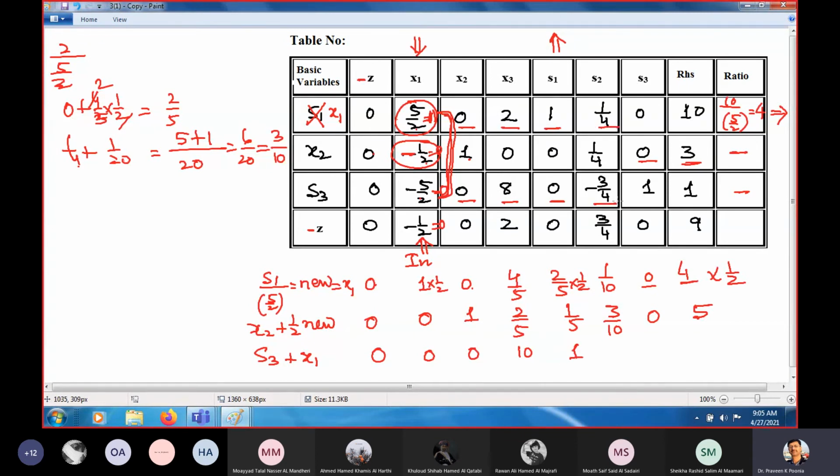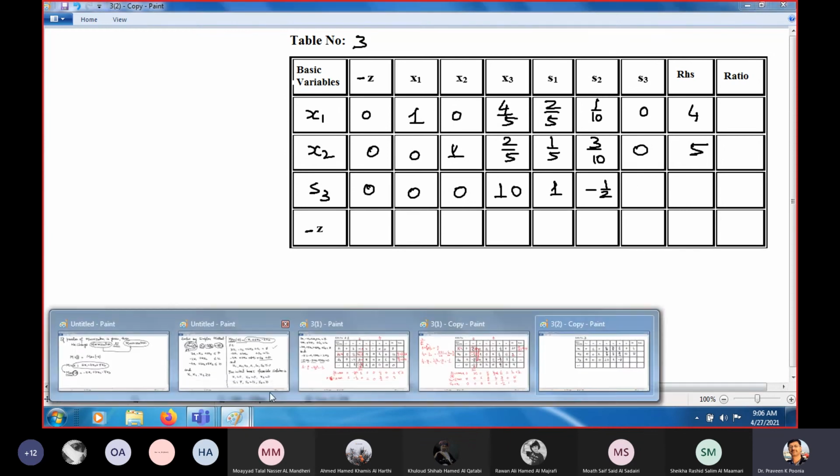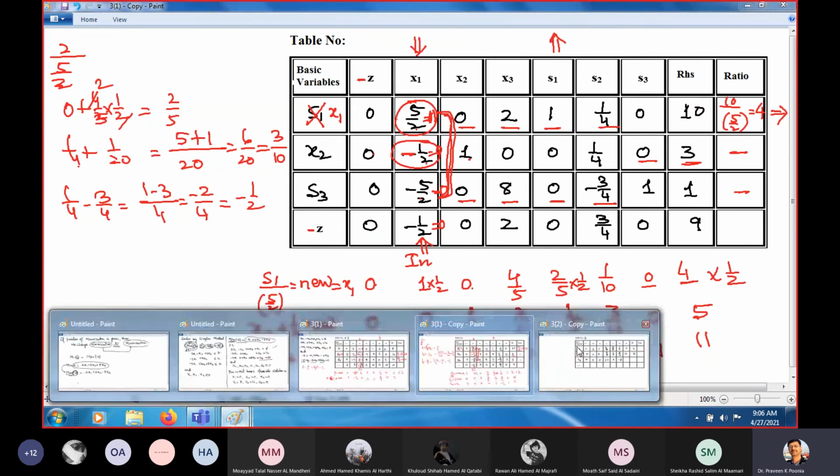1 by 4 minus 3 by 4. Minus 2 by 4, divided by 2, minus 1 upon 2. 0 plus 1, it is 1, and 10 plus 1, it is 11. So it is 0, 0, 10, 1, minus 1 by 2, and 11.